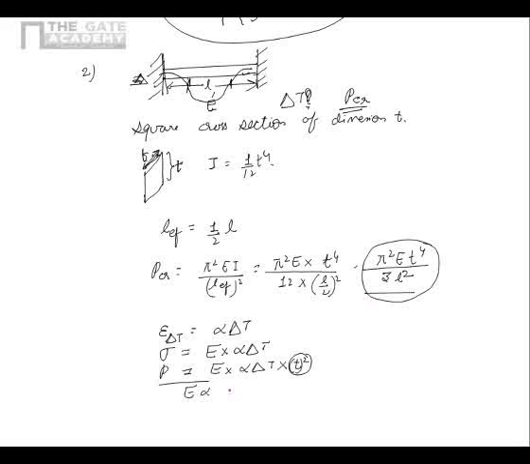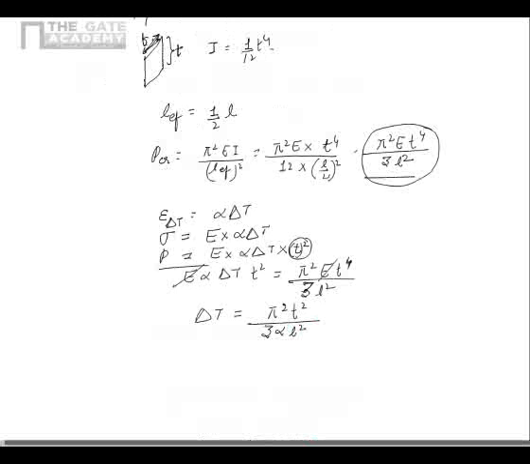So E alpha delta T T square is equal to pi square E T to the power 4 upon 3 L square. So delta T is equal to, we can cancel out T square from this side, and E also gets cancelled out. Delta T is pi square T square divided by 3 alpha L square. That is the amount of temperature increase which we need to apply to this bar such that it buckles.